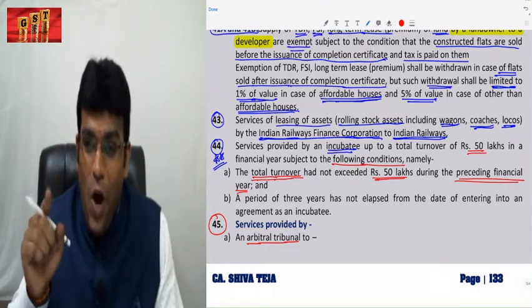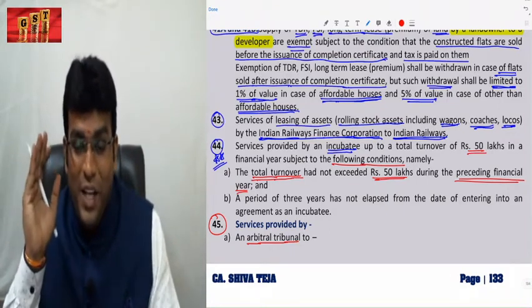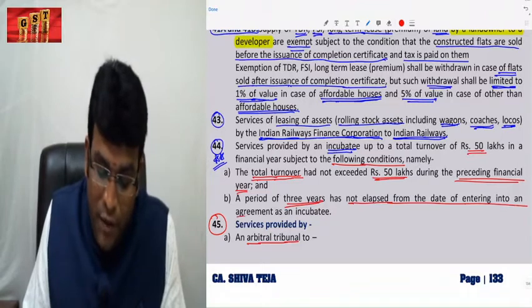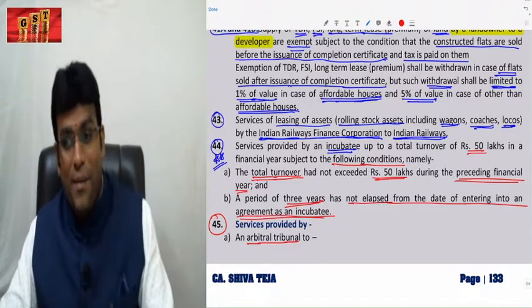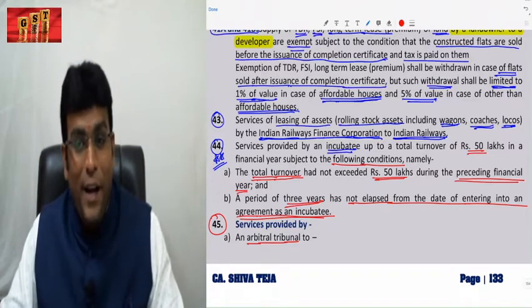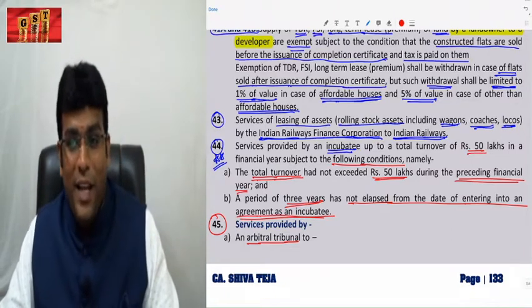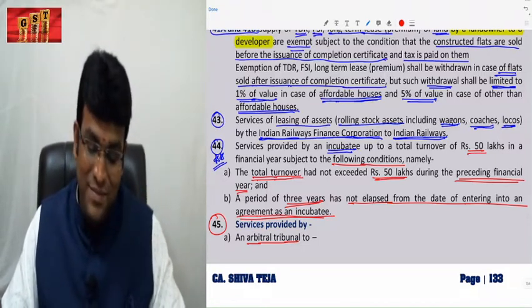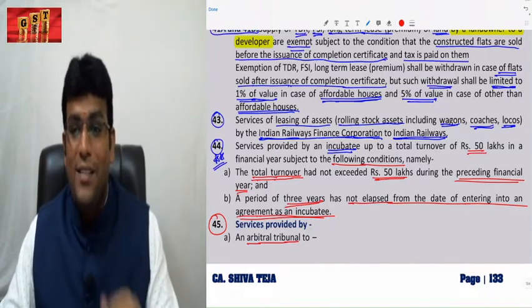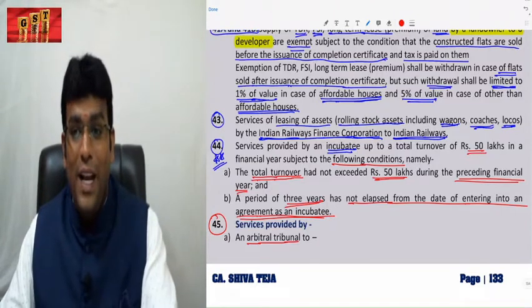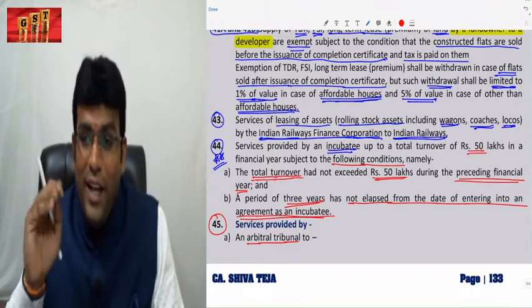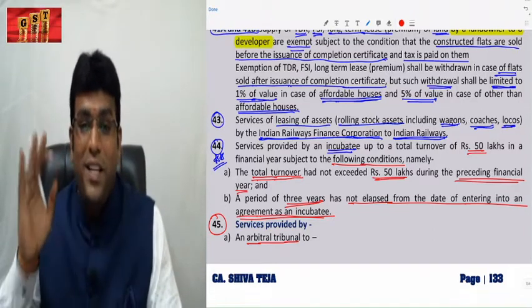Total turnover had not exceeded 50 lakhs during preceding financial year, and a period of 3 years has not elapsed from date of entry into an agreement as incubating. So exemption is only for a period of 3 years. Clear, friends? Done. So exemption is only up to turnover of 50 lakhs, provided turnover does not exceed 50 lakhs in the preceding financial year, and moreover a period of 3 years has not lapsed from the date of entering into an agreement as an incubating.